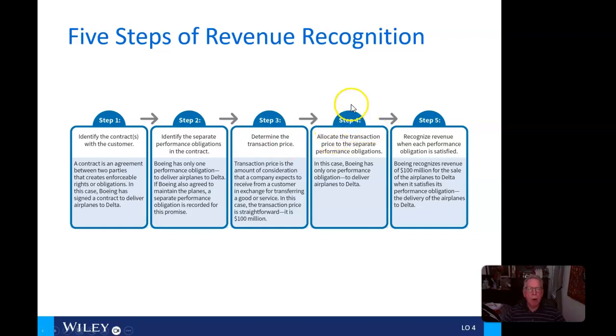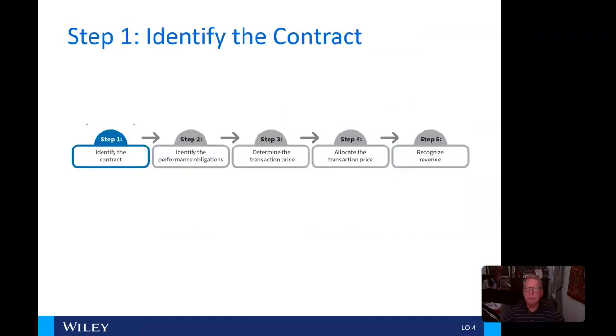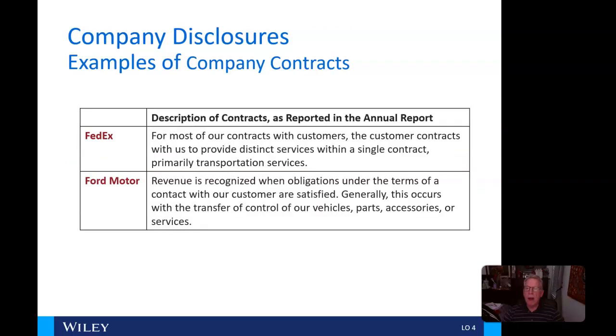So in step 4, we're going to allocate the transaction price to separate performance obligations. In this case, though, Boeing only has one performance obligation, and that's to deliver those airplanes to Delta. And then in step 5, we're going to recognize the revenue when they deliver that airplane to Delta and satisfies its performance obligation. Okay, let's go through it. We're going to identify the contract.